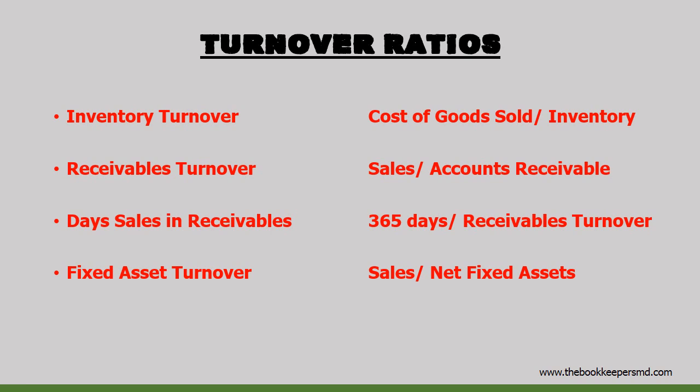Fixed asset turnover is calculated by dividing sales by net fixed assets. Lastly, total assets turnover is calculated by dividing sales by total assets. This shows the company's ability to use its assets to contribute to sales and/or revenue.